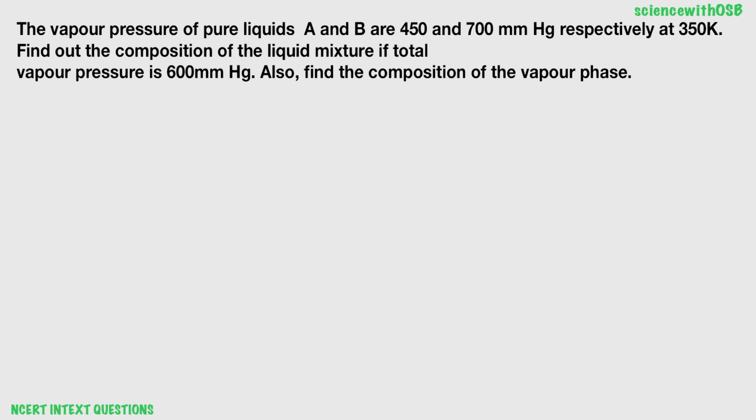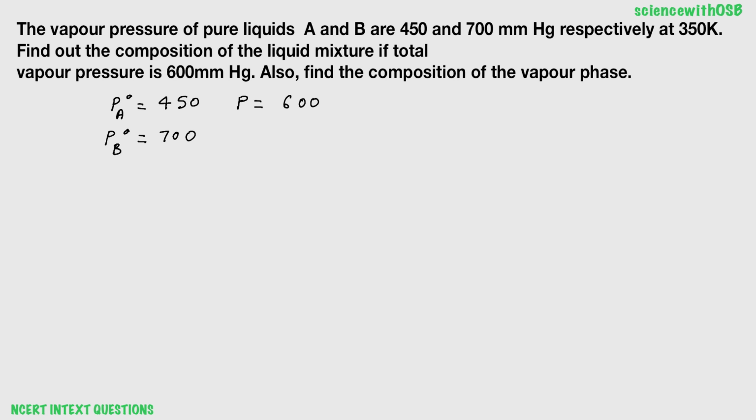First, we can write the given values. Vapor pressure of pure liquid A is what? PA standard is given as 450 mm Hg, right? Now, what about vapor pressure of pure liquid B? It is 700 mm Hg. Total pressure is also given. What is that? It is 600 mm Hg.